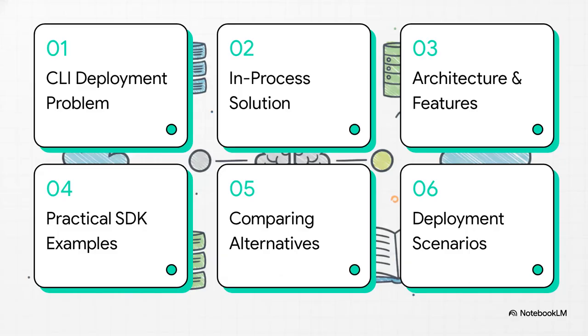Here's the roadmap for this explainer. First, we'll look at the CLI deployment problem. Second, the in-process solution. Third, architecture and capabilities. Fourth, practical SDK examples. Fifth, comparing alternatives. And finally, ideal deployment scenarios.